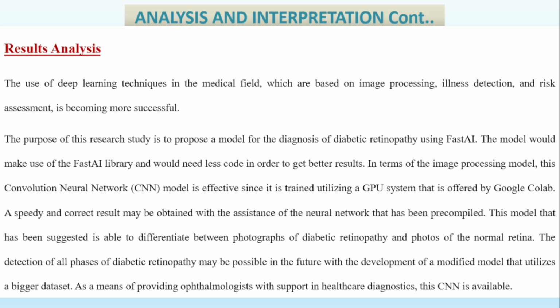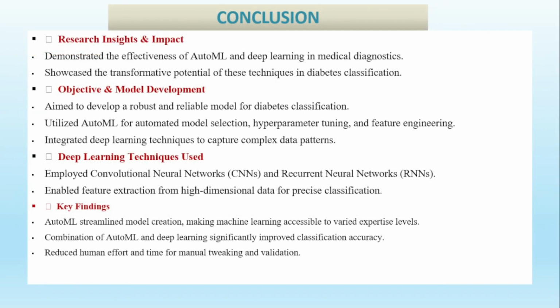A speedy and correct result may be obtained with the assistance of a pre-compiled neural network. This proposed model is able to differentiate between photographs of diabetic retinopathy and photos of a normal retina. The detection of all phases of diabetic retinopathy may be possible in the future with the development of a modified model that utilizes a bigger data set as a means of providing ophthalmologists with support in healthcare diagnosis.